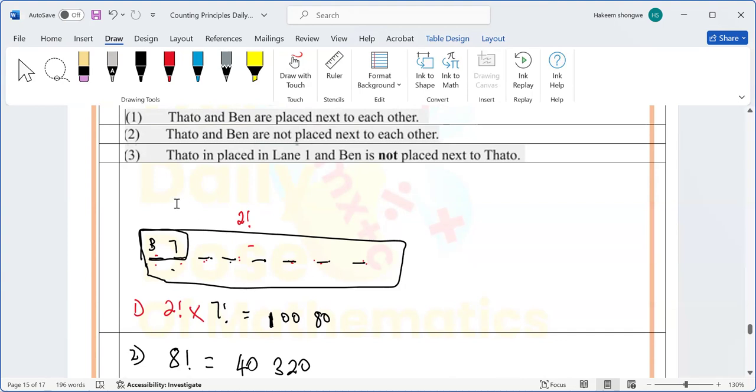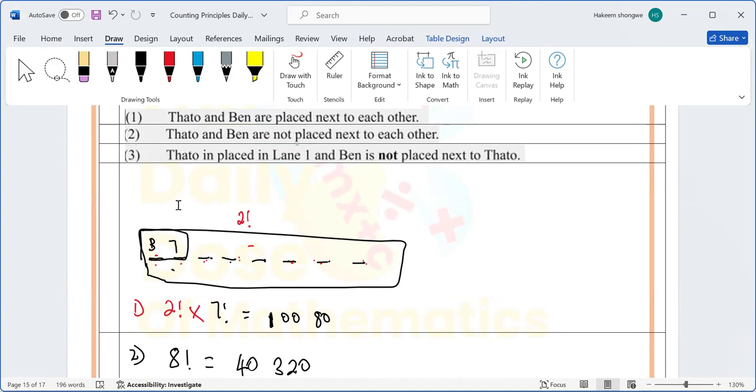Let's go to number 3. Tato is placed in line 1, and then Pen is not placed next to Tato. So Pen shouldn't be anywhere next to Tato. But where's Tato? Tato is supposed to be in line 1. So we can put Pen anywhere except next to Tato.